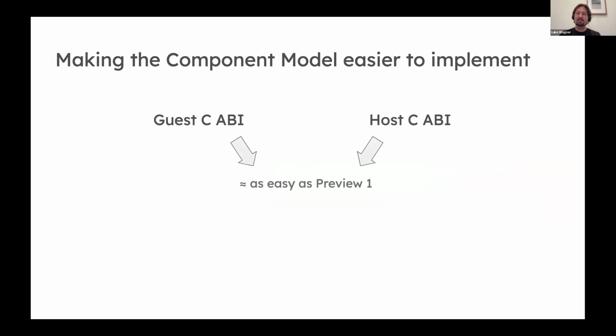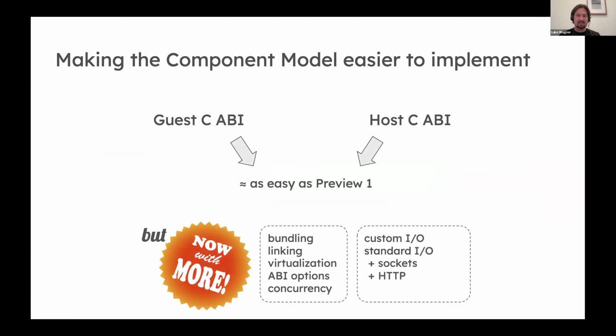And so then zooming back out, with the C ABIs and shared tools, implementing WASI and the component model should be about as easy as WASI Preview 1. And this isn't just a story of there and back again. What we've gained in this process is standardized answers to questions around bundling, linking, virtualization, APIs, concurrency across the heterogeneous landscape of custom and standard I/O, now including sockets and HTTP. So it was worth the trip.